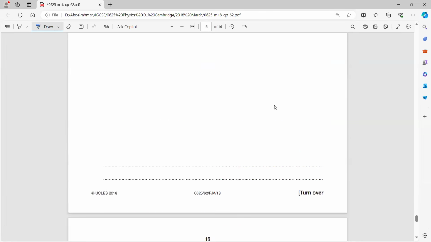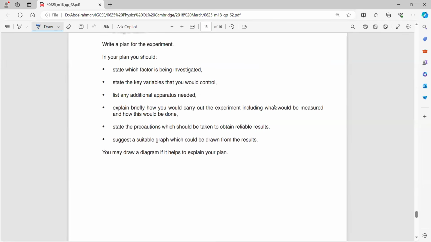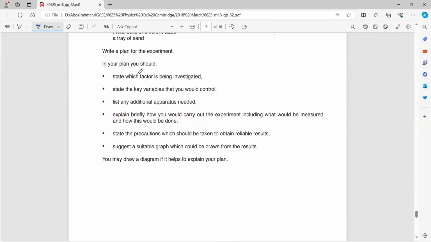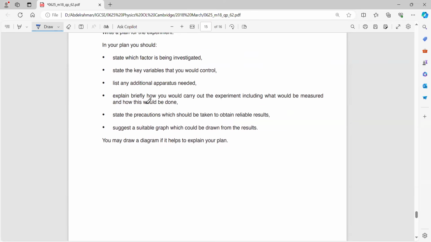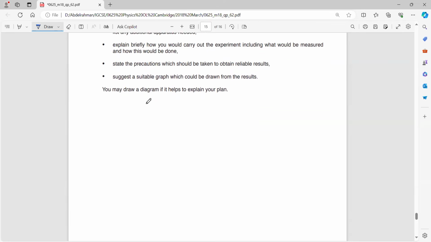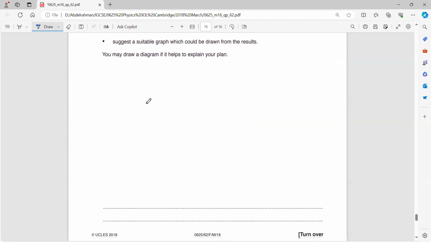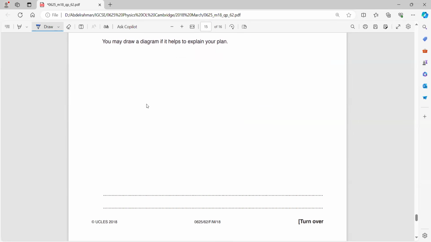The range of values. You have so many things you need to write down. Which factor is being investigated? The key variables, any additional apparatus, the method, the precautions, a suitable graph. I will not be drawing a table, but I will draw a graph. What is the range of values?